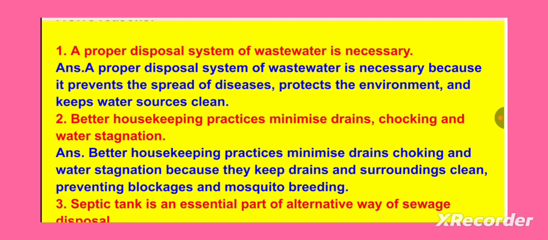Give reasons. A proper disposal system of wastewater is necessary. A proper disposal system of wastewater is necessary because it prevents the spread of diseases, protects the environment, and keeps water sources clean. Better housekeeping practices minimize drain choking and water stagnation. Better housekeeping practices minimize drain choking and water stagnation because they keep drains and surroundings clean, preventing blockage and mosquito breeding.